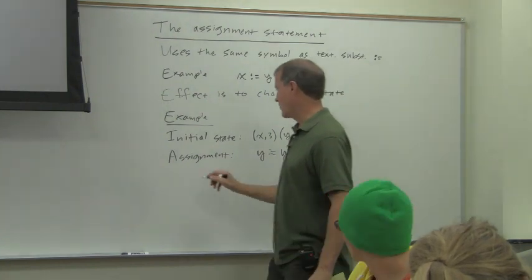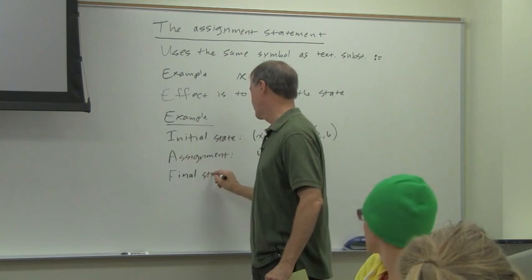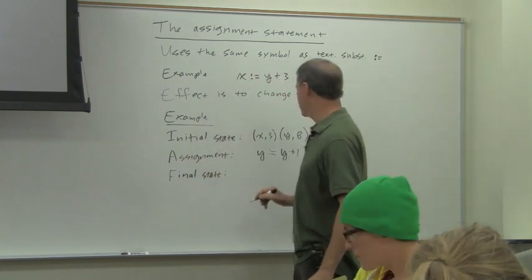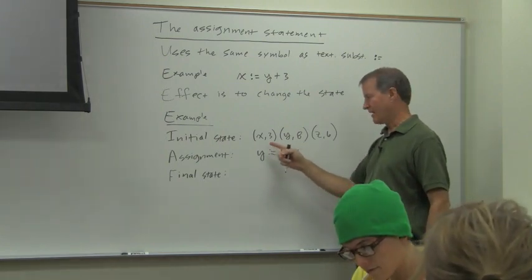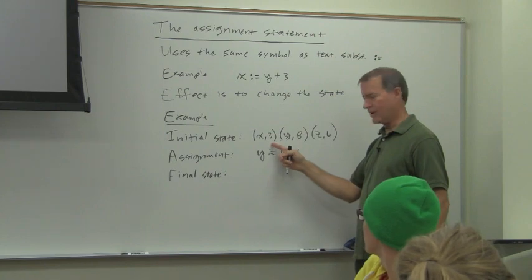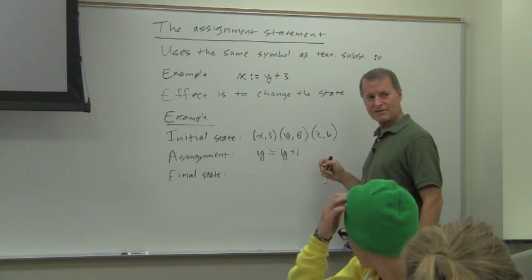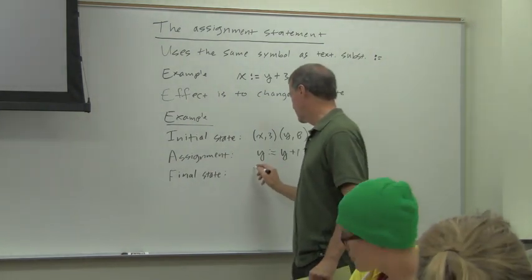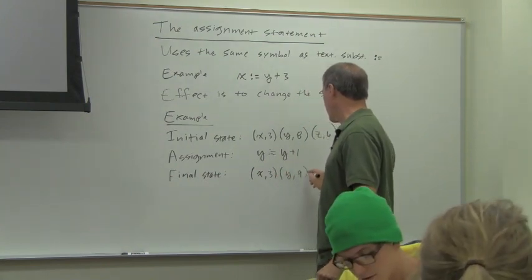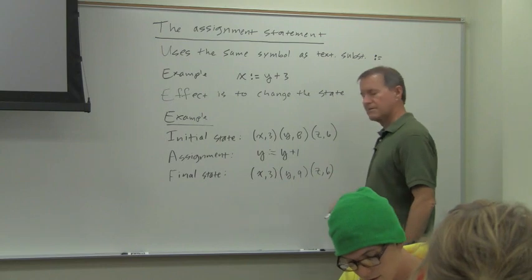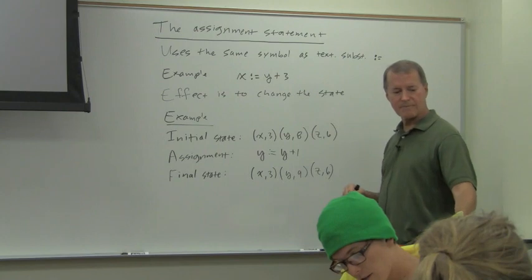Then what would happen is, and I'm sure you can figure this out, what do you suppose the final state is going to be? x 3, y 9, z 6. Does everybody see that? Now, does everybody see what this assignment statement does, how it works?